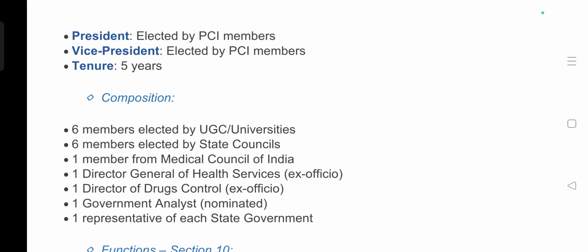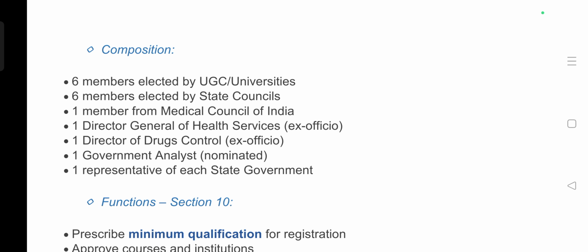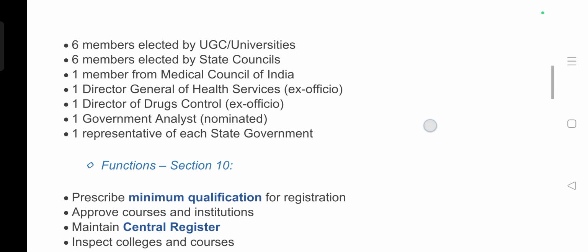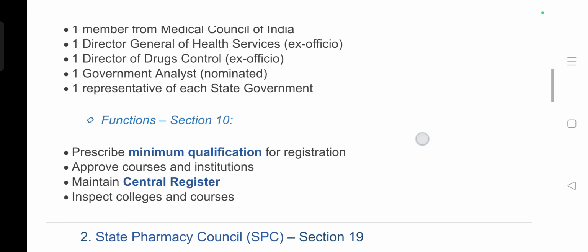The composition of PCI is 6 members elected by the UGC, 6 members elected by the State Council, 1 member from the Medical Council of India, one Director General of Health Services ex officio member, one Director of Drug Control ex officio member, one government analyst nominated, and one representative of each state government. Now the function, that is Section 10: prescribe the minimum qualification for registration, approve courses and institutions, maintain the central register, inspect the colleges and courses.